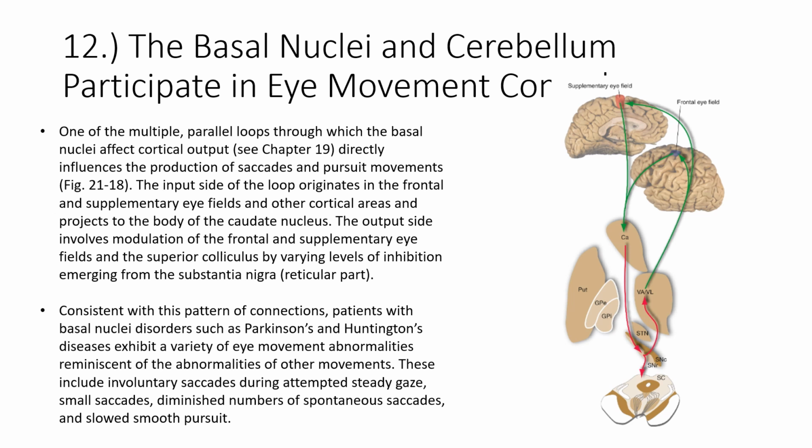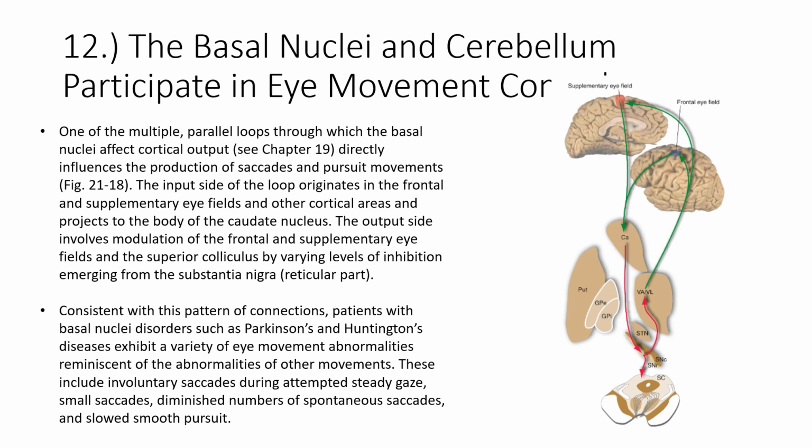Basal nuclei and cerebellum participate in eye movement control. One of the multiple parallel loops through which the basal nuclei affect cortical outputs, we looked at this in a different chapter, chapter 19, directly influences the production of saccades and pursuits. Pursuits, smooth pursuits, we're watching something slow. Saccades are that quick catch-up. The input side of the loop originates in the frontal and supplementary eye fields and the cortical areas and projects to the body of the caudate nucleus. The output side involves modulation of the frontal and supplementary eye fields and the superior colliculus, so that visual reflex, remember, by varying levels of inhibition emerging from the substantia nigra pars reticulata.